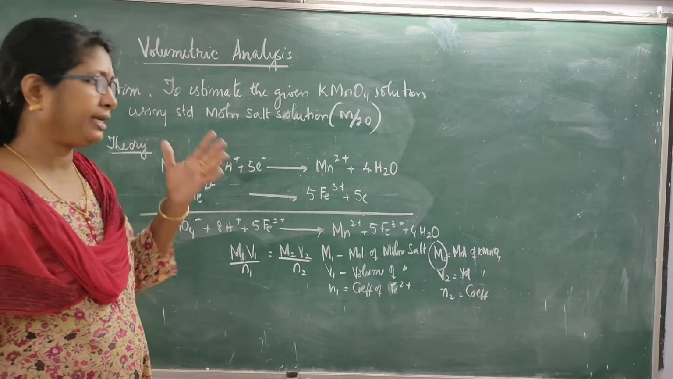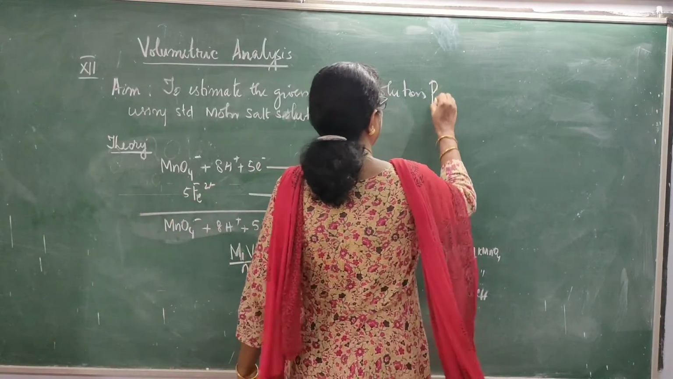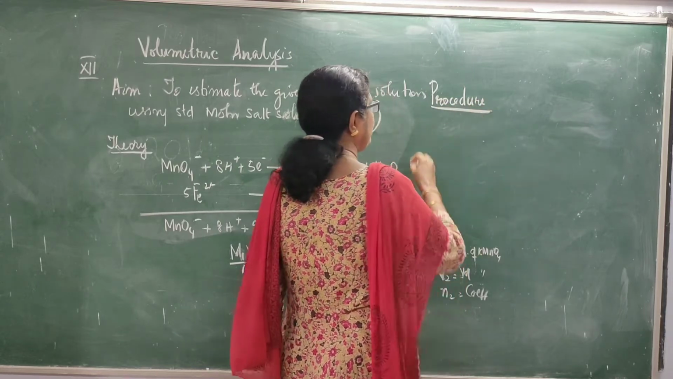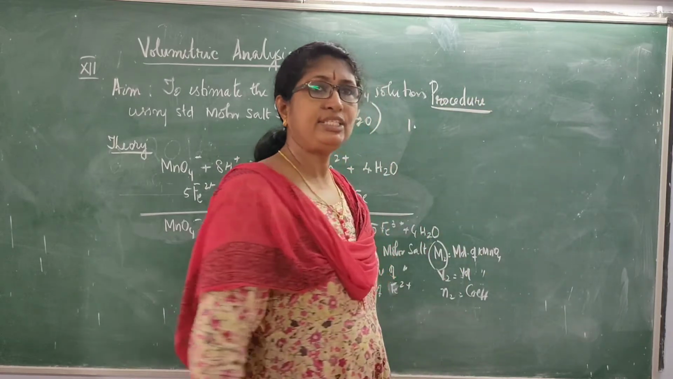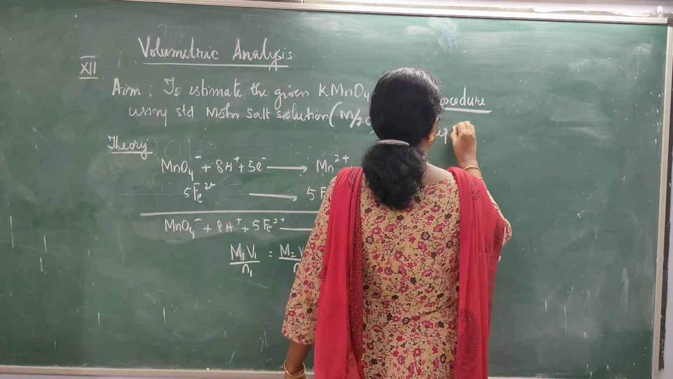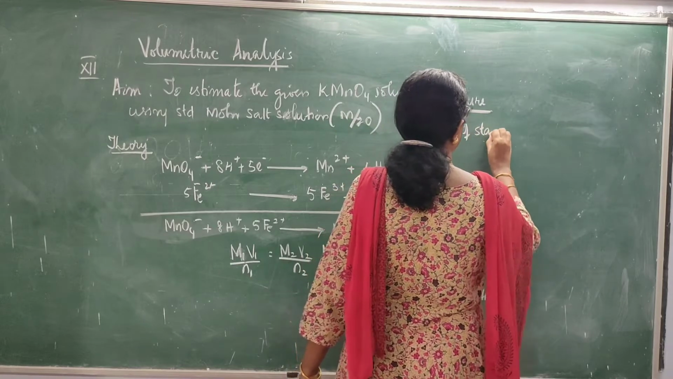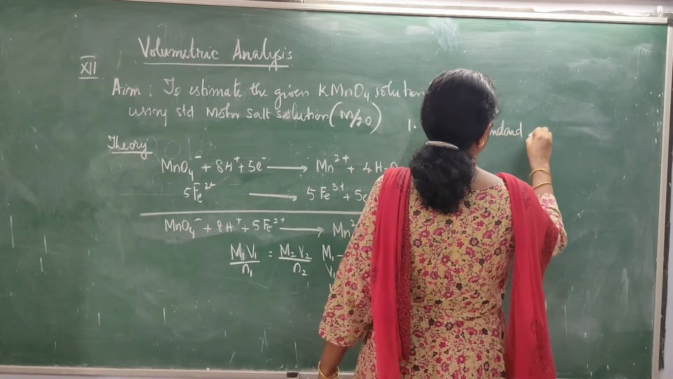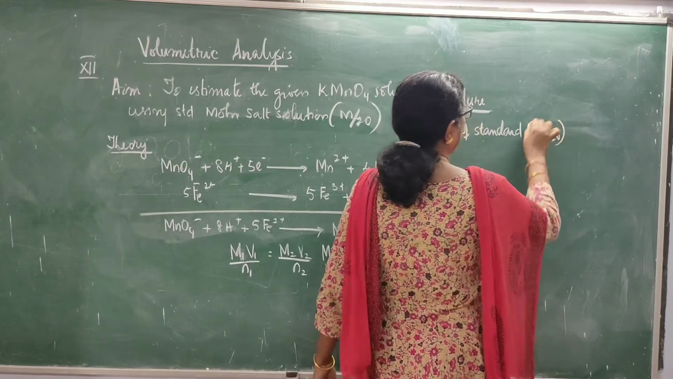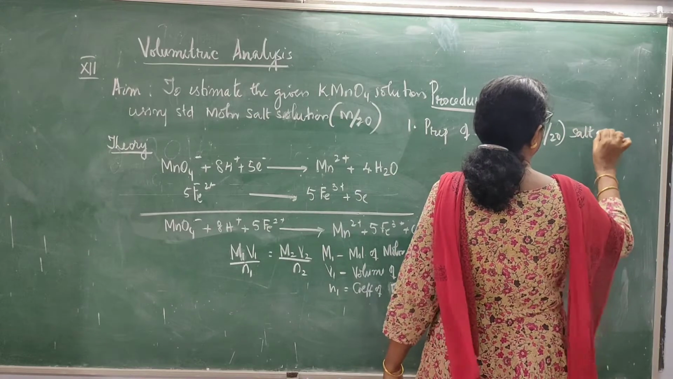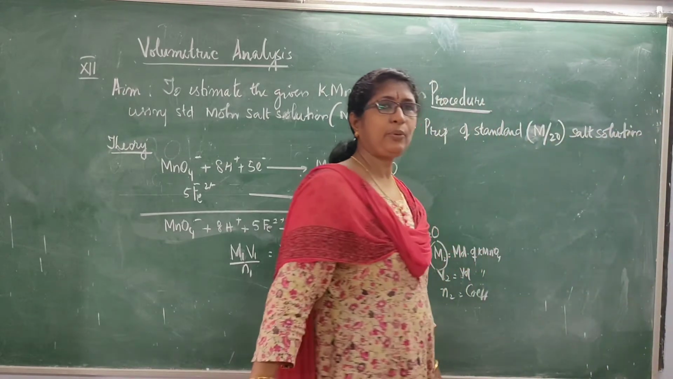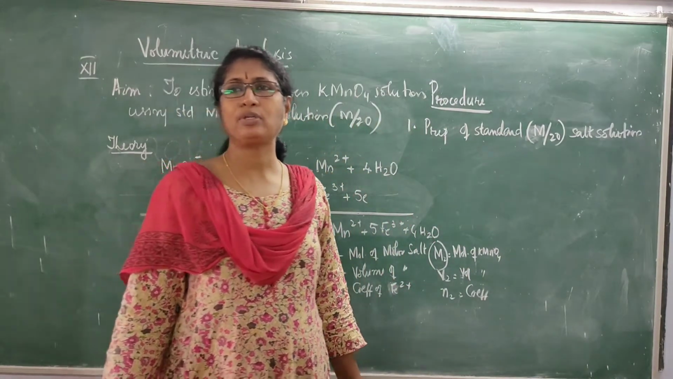Now, the procedure. In the procedure, what we have to do first is prepare a standard Mohr's salt solution. How much? M/20 Mohr's salt solution. For that, you will have to take a particular weight. You first calculate the weight required to prepare M/20 Mohr's salt solution.